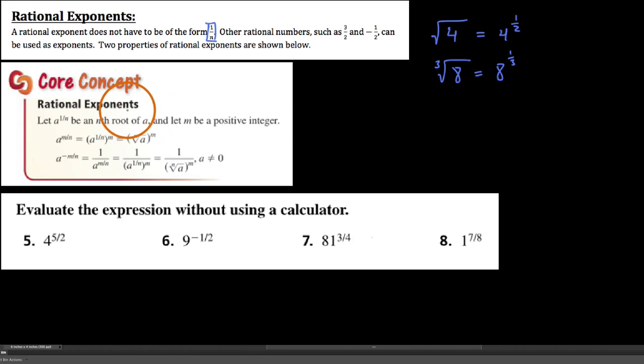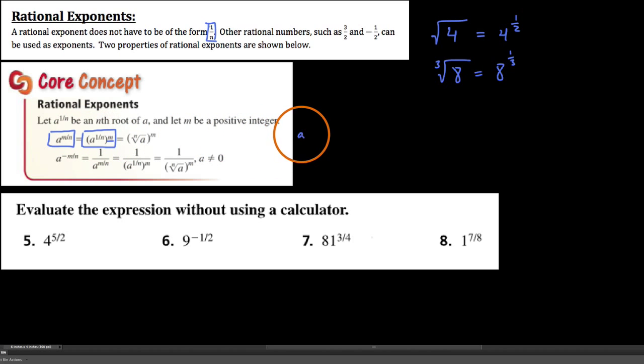Rational exponents: let a to the 1 over n be the nth root of a. In other words, the nth root of a can be written as a to the 1 over n power, and let m be a positive integer. Then a to the m over n is the same thing as a to the 1 over n, to the mth power.